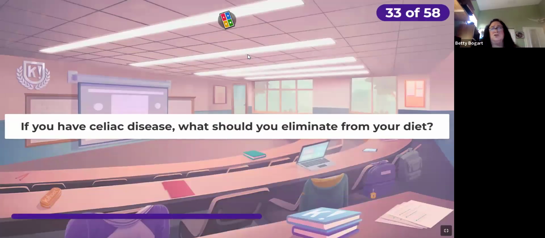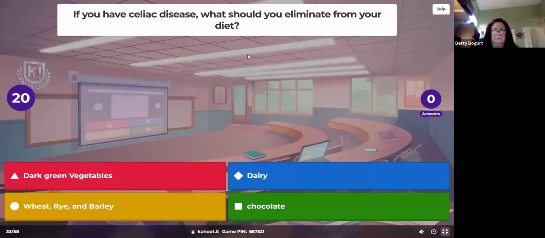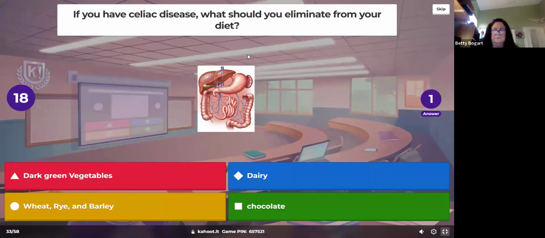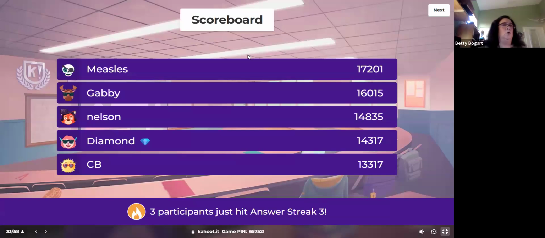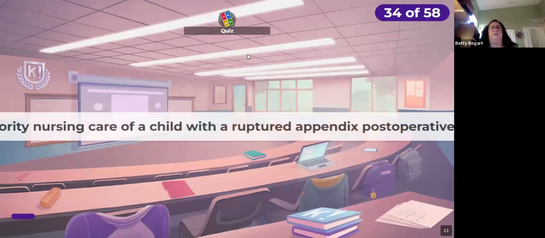If you have celiac disease, what should you eliminate from your diet? Wheat, rye, barley, and oats, and the good one to replace it with is rice. You can have dairy, you can have ice cream, you can have chocolate, fruits, vegetables. Yes, nothing with wheat, rye, barley, and oats. So no macaroni and cheese and no spaghetti and no garlic toast.